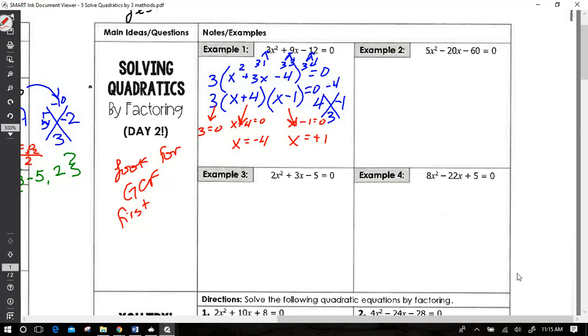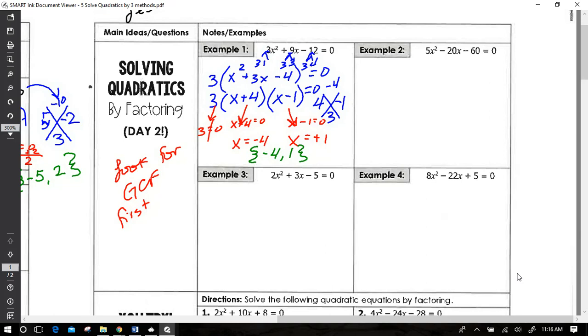These two with the x values, I could actually solve them. But 3 equals 0 is just a statement, which is not true. So that will not be included in my solution. My solution will just be negative 4 comma 1, or my two solutions, okay? All right, let's look at number 2. I'm going to do all 4 of these examples with you for today's lesson.